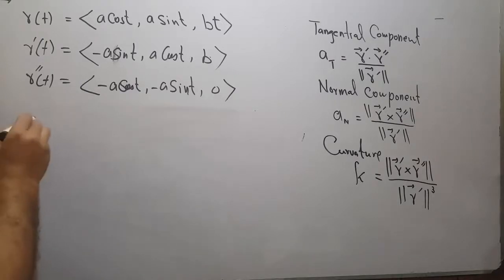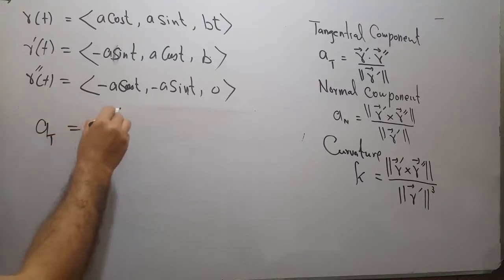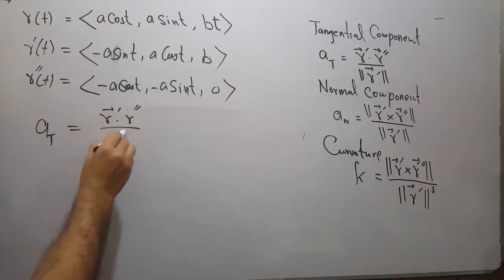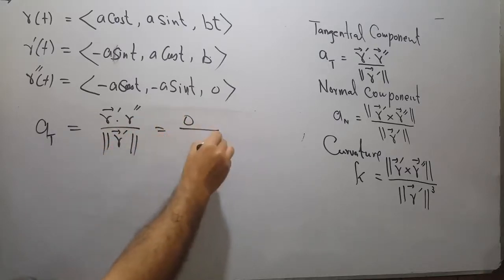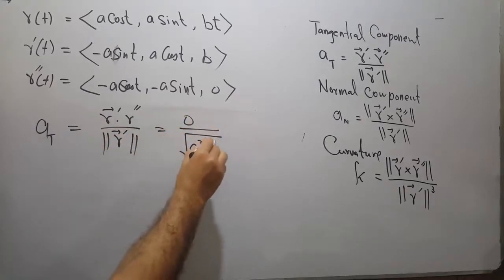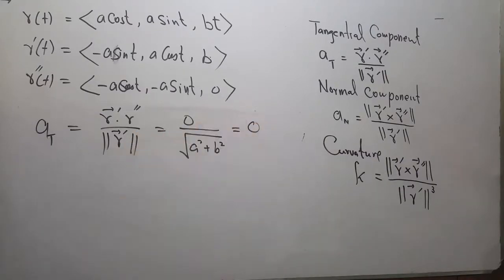So the tangential component is r prime dot r double prime over the r prime magnitude. This one is 0 and this one is the square root of a square plus b square. It means the tangential component is 0.